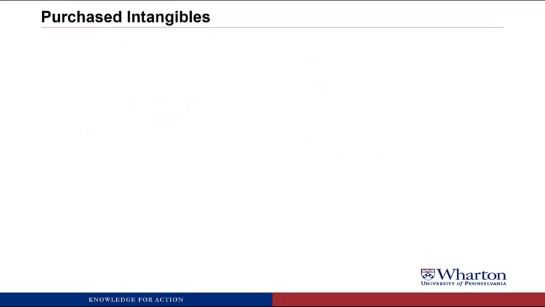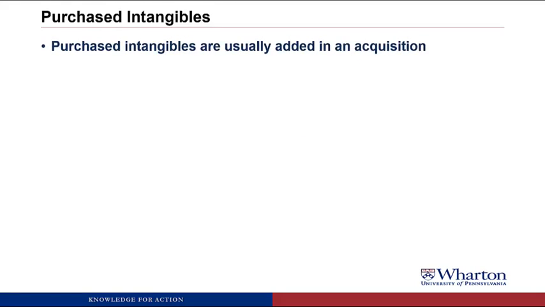So now we're going to talk in more detail about the purchased intangibles, since those are the ones that show up as long-lived assets. You generally get purchased intangibles when you do an acquisition. You go out and buy another company, you pay a market price for that company. Part of what you're buying is to acquire these intangibles, and so they're going to end up showing up on the balance sheet.